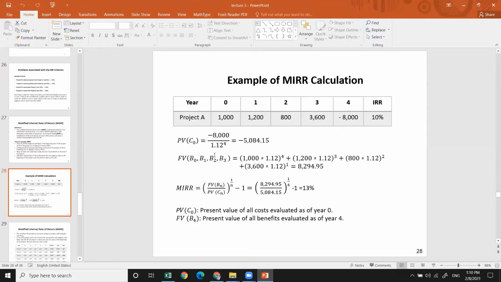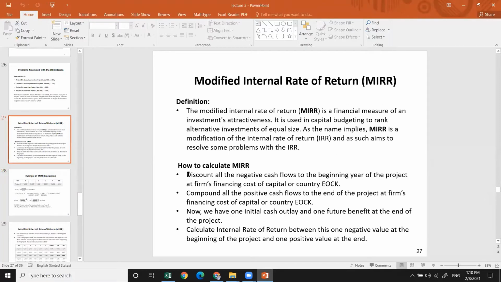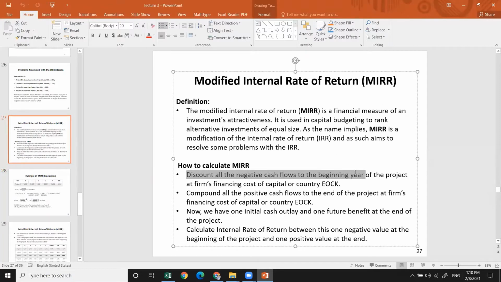We solved it in Excel. I'm going to repeat it again. And as you can see here, we're given the cash flows. So basically what it says is, you should discount all the negative cash flow to the beginning year of the project at the firm's financing cost of capital, and compound all the positive cash flow to the end of the project at the firm's financing cost.